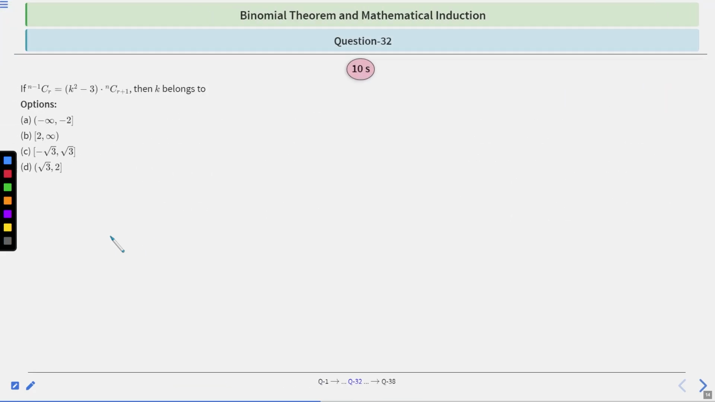I think option D is the right choice. Clear? Root 3 to 2. Clear? Let's move to the next question.